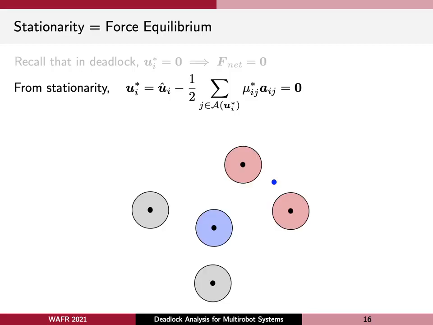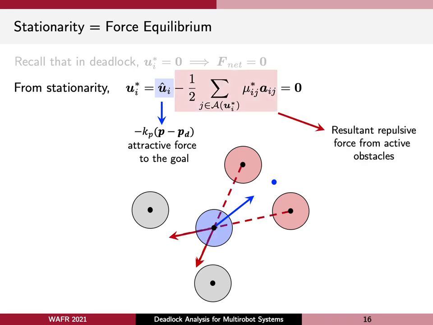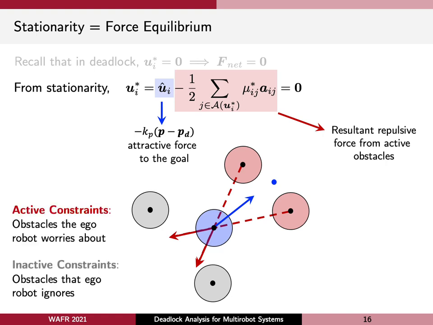So here are the robots. The blue one is the ego robot, the blue dot is its goal. The red robots are the active robots from the perspective of the ego robot, that is, active constraints, and the gray ones are the inactive robots. The first term, u_i hat, represents an attractive force pulling the ego robot towards its goal. That is shown with this blue arrow. The second term represents the resultant of repulsive forces from active obstacles that are shown in red color. So remember that only active constraints matter. Those are the obstacles that the ego robot worries about for collision, and they are repelling the ego robot.